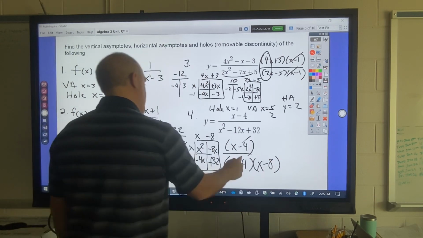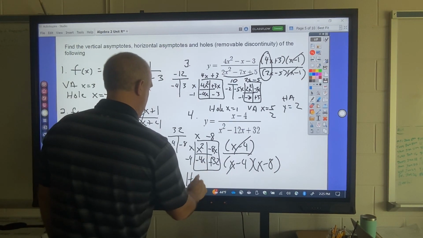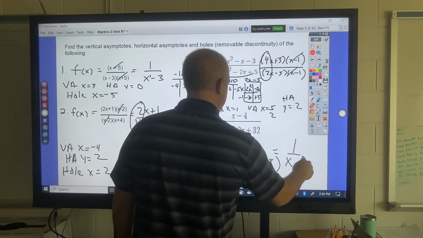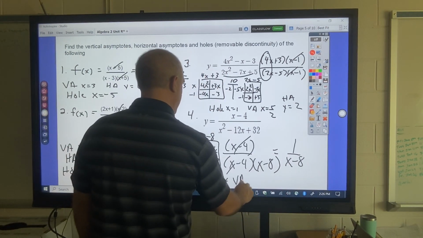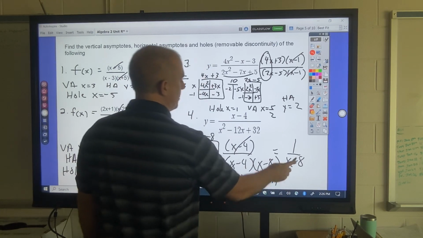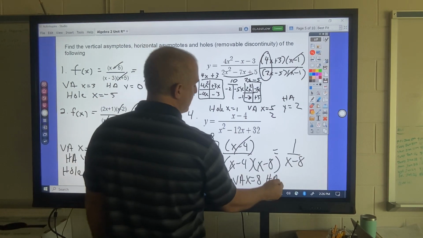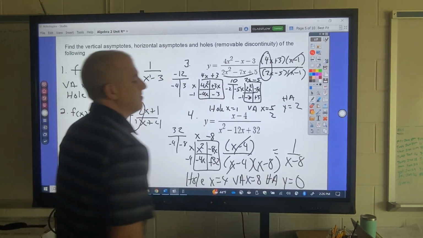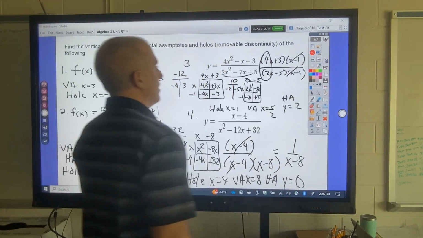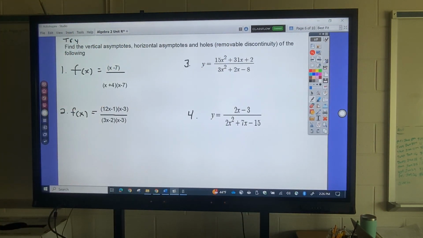These cross off, so I have a hole at x equals 4. What's left over is 1 over x minus 8. So my vertical asymptote, if I solve that, would be x equals 8. The scenario I have for the horizontal is the denominator is bigger, so that's going to be y equals 0. Okay? So you guys can go ahead and work on those on your own.